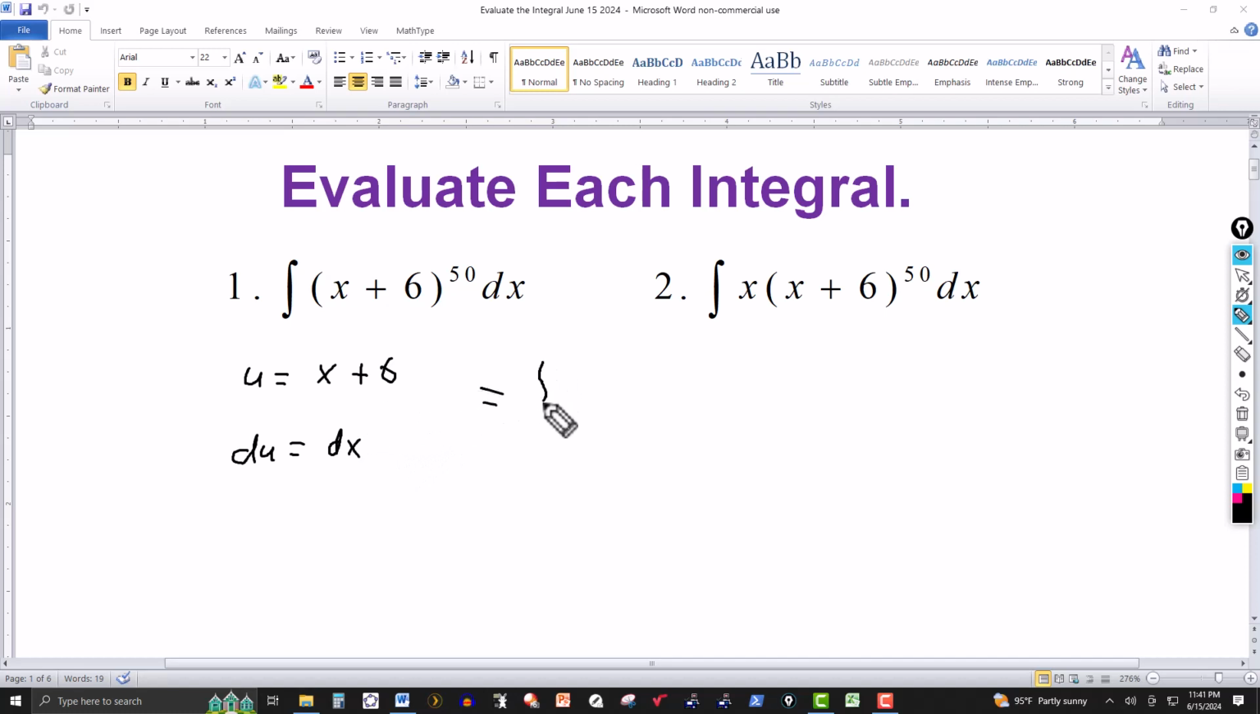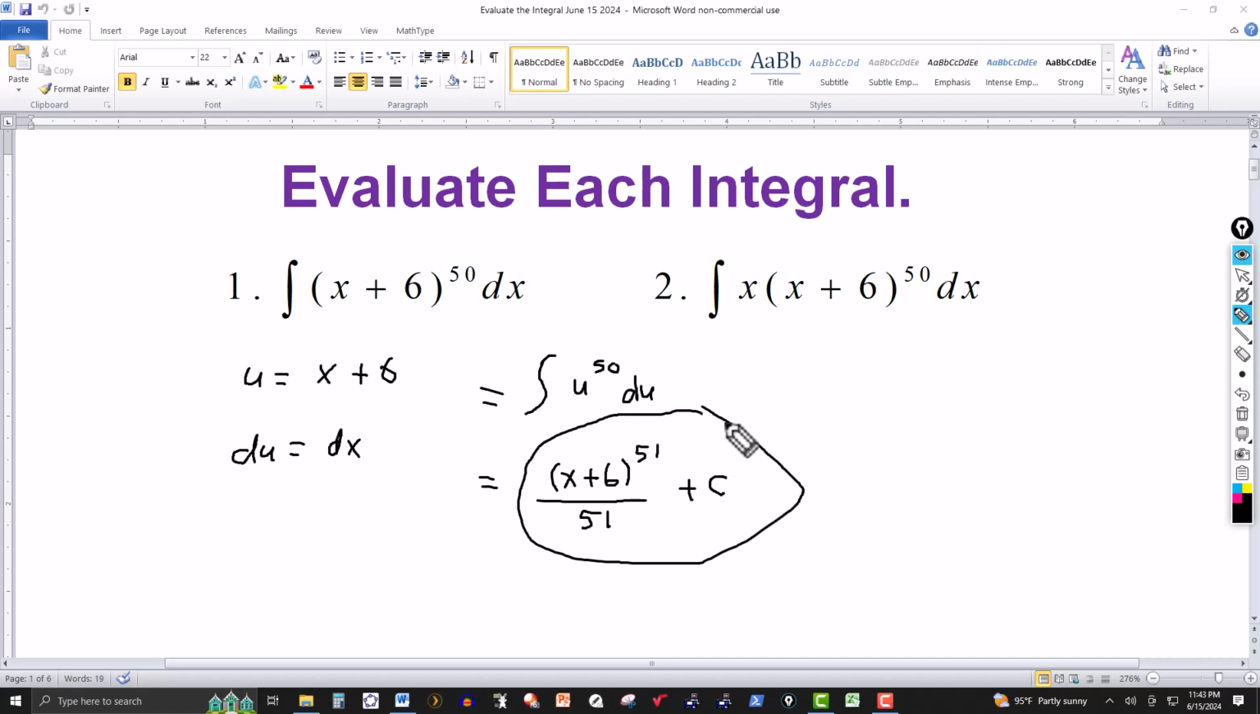And we can write this as the integral of x plus 6, that's your u, taken to the 50th power, and then dx and du are the same, so let's just write du here. Integrate with respect to u. This will give me u to the 51st power over 51, but the u is x plus 6. This will be x plus 6 to the 51 power, that's over 51. That's plus your constant of integration, and that's your solution.